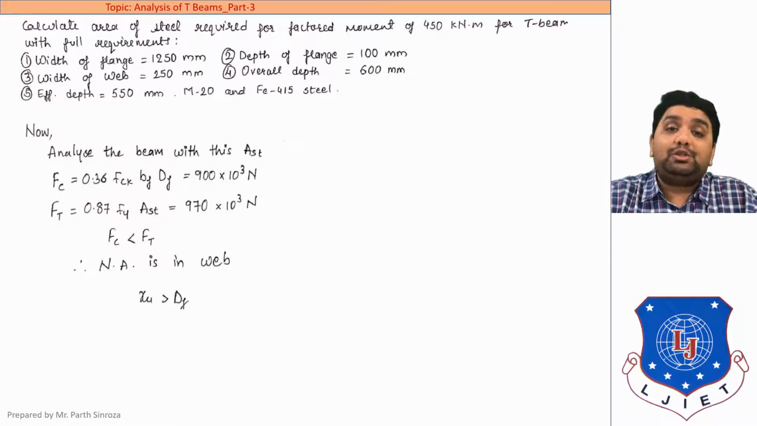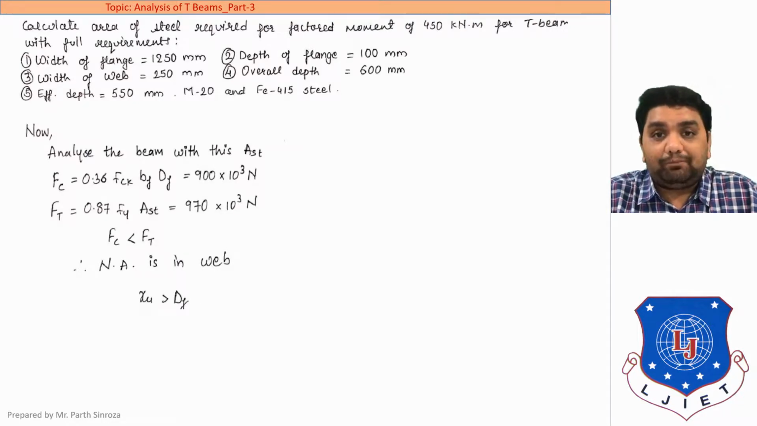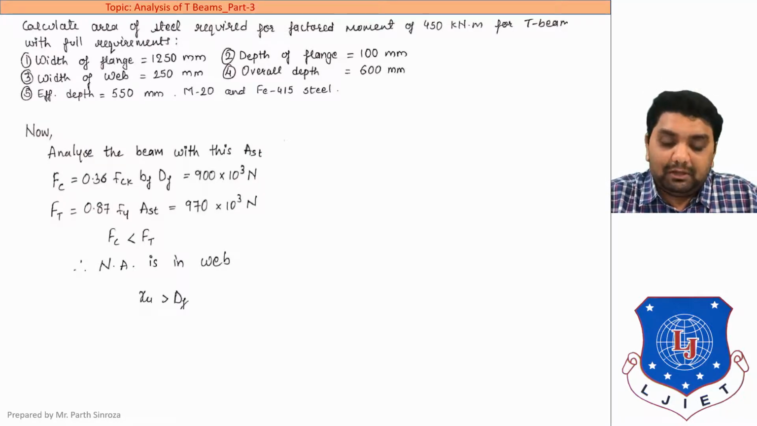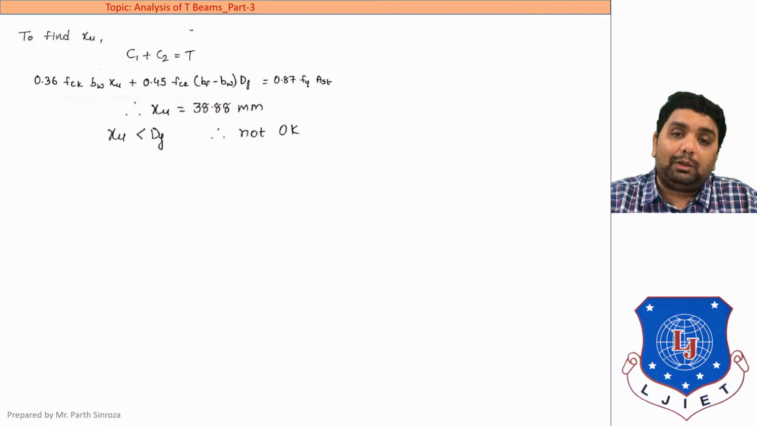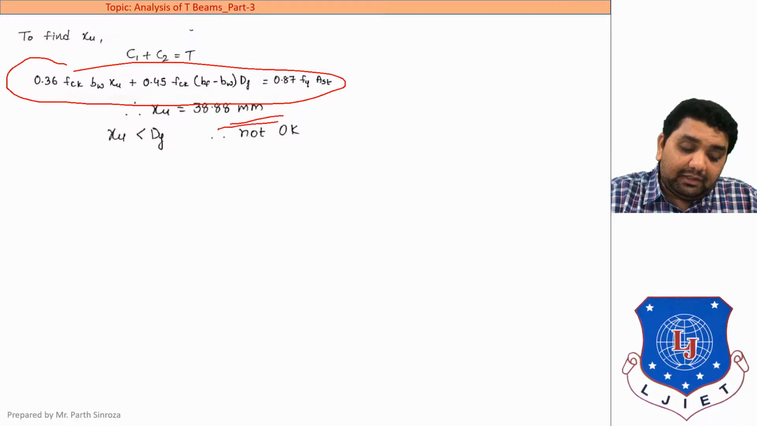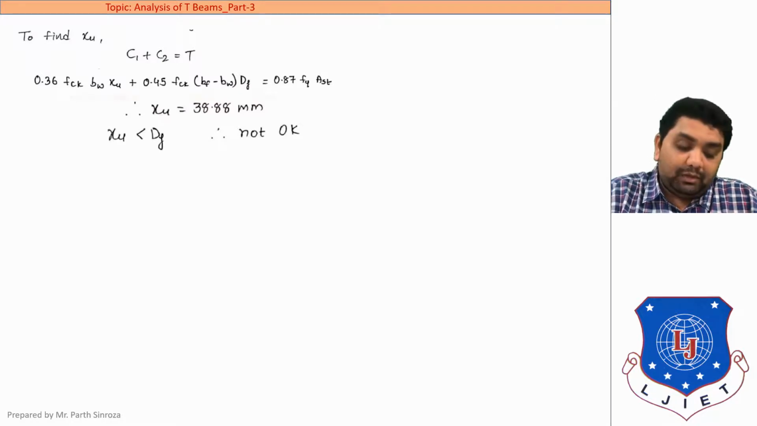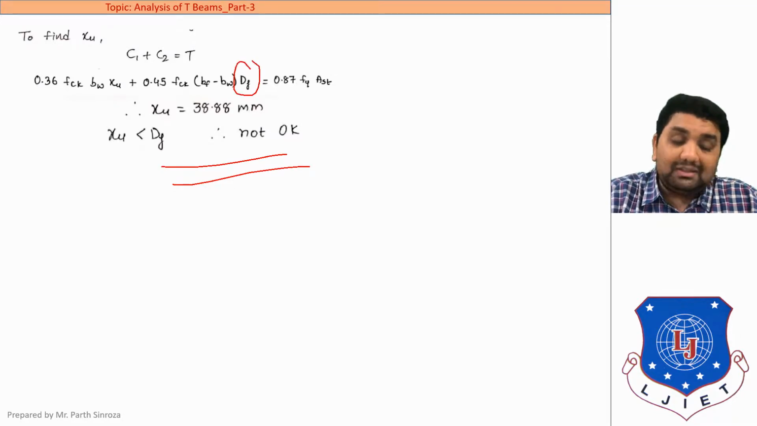Now we need to actually check whether XU is really greater than DF or not. If it is greater than DF, then our equation will be satisfied. If it is not, then we will be substituting by YF as we have seen in the previous examples. To find XU, we will be using the case C1 plus C2 equal to T. Using this equation we are getting XU equal to 38.88 mm, and as DF was 100, 38.88 is less than 100, so it is not okay. So from this DF equation we won't be getting the answer of XU correctly.